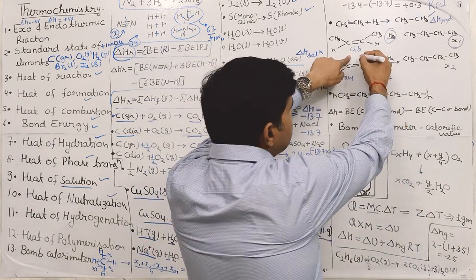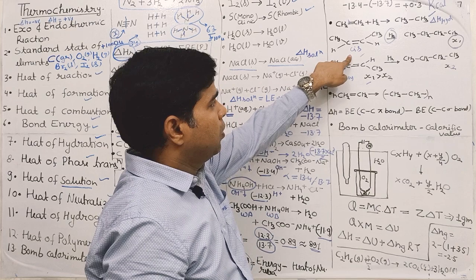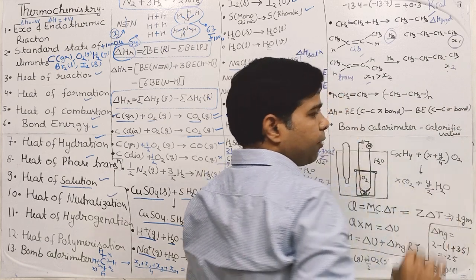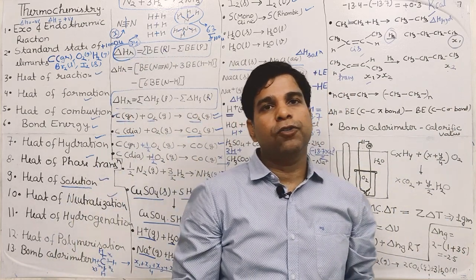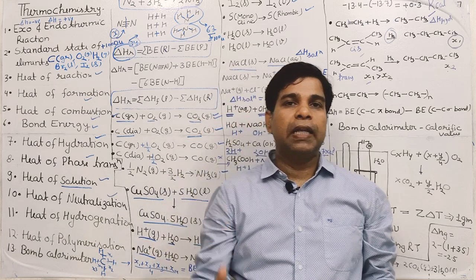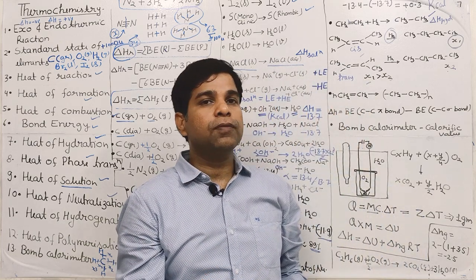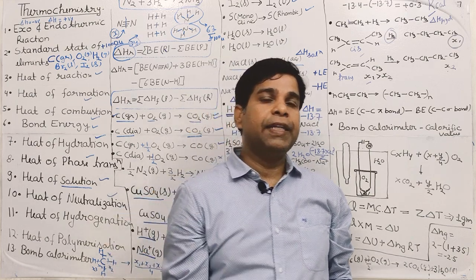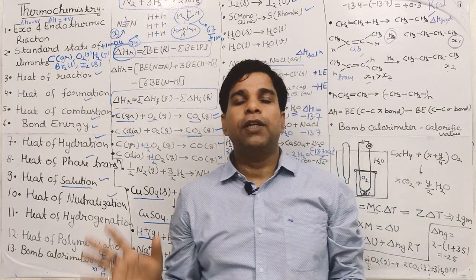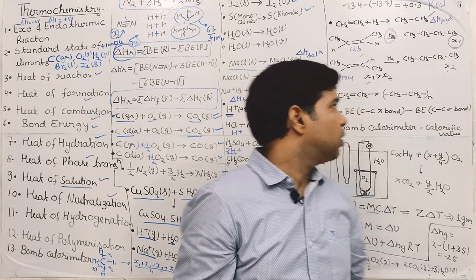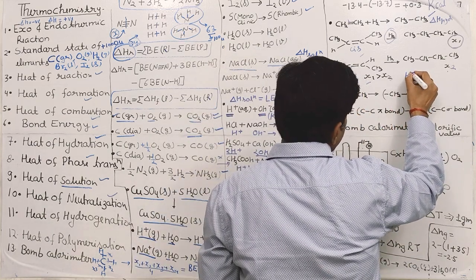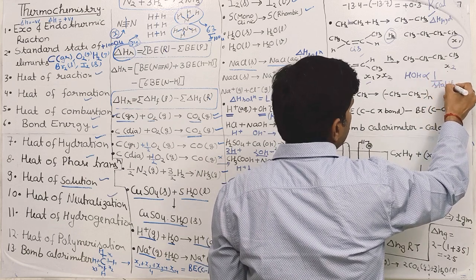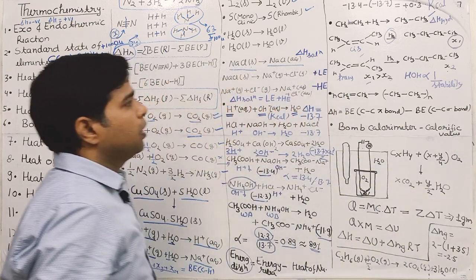The unstable alkene, cis, provides more heat of hydrogenation. The more stable alkene, trans, provides less heat of hydrogenation. By knowing their heat of hydrogenation, we can determine their stability. The alkene which provides more heat of hydrogenation is more unstable, less stable. The alkene which provides less heat of hydrogenation is more stable. So we can write: the higher the heat of hydrogenation, the less the stability, meaning the stability of the alkene is always inversely proportional to the heat of hydrogenation.